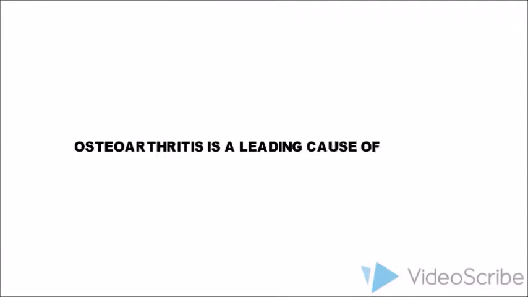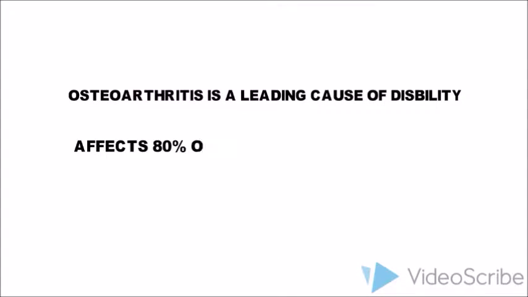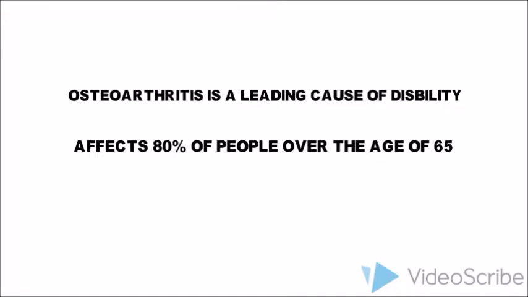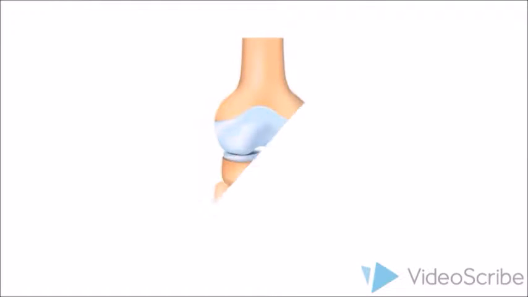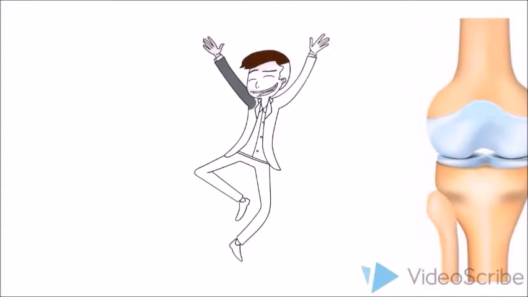Osteoarthritis is the leading cause of disability in developed countries. In the United States, it affects 80% of the people over the age of 65. But what is osteoarthritis? Articular cartilage connects joints between bones, providing a smooth and lubricated surface for articulation, which translates in a healthy movement of the joints.